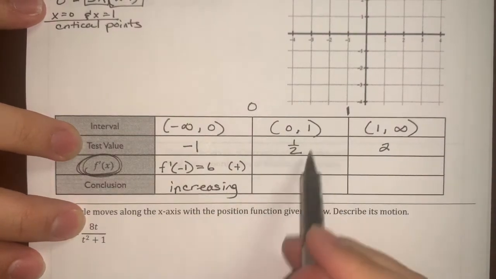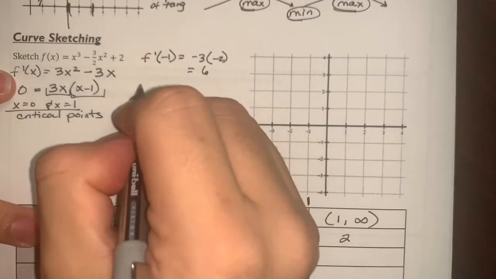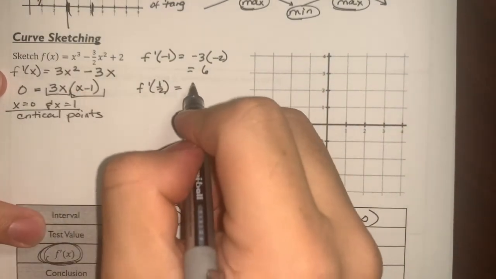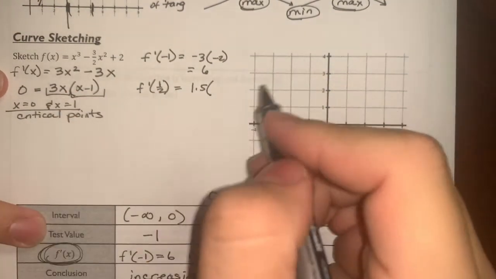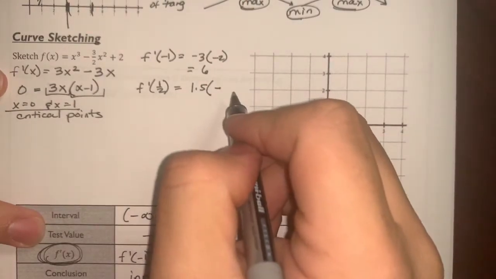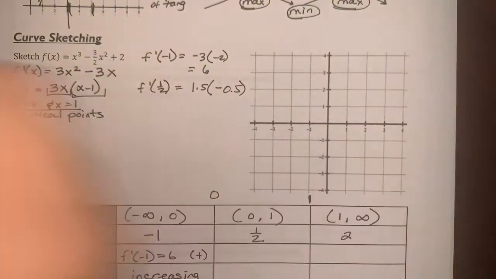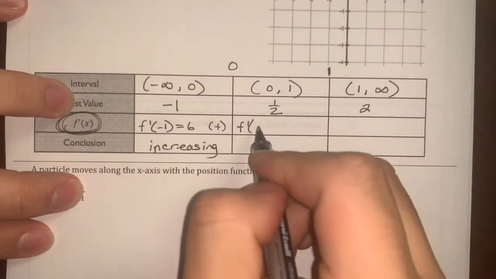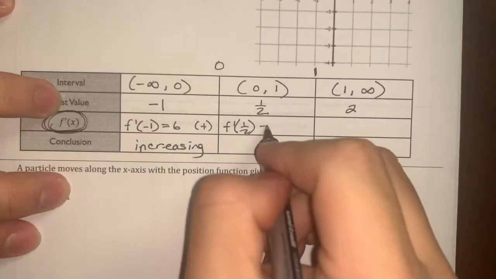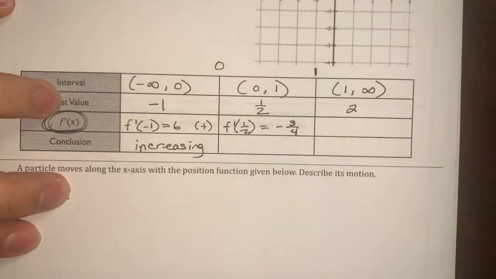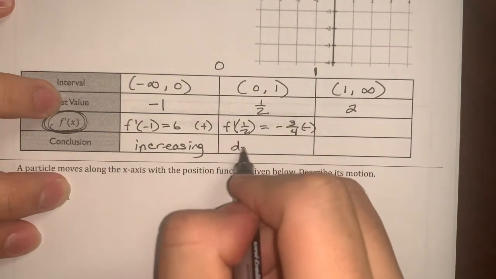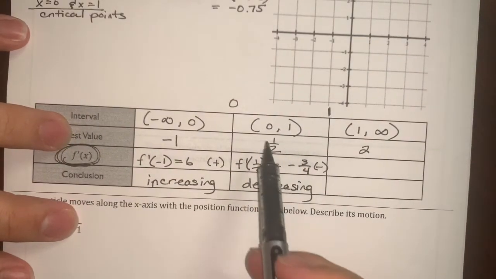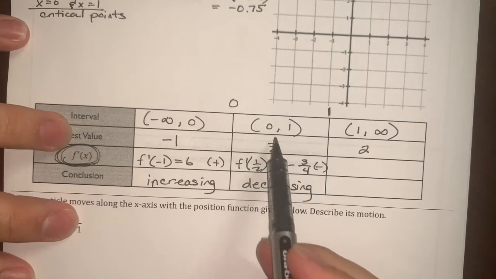All right. Then I'm going to plug in my test value of 1/2. So f prime of 1/2 is pretty much 1.5 times negative 0.5, which becomes negative 0.75. So I know that f prime of 1/2 is equal to negative 3/4. So that's a negative value, and that's telling us that it's decreasing on that interval. Right? All you have to do is pick one test point, and that'll tell you how all of the slopes are behaving on that interval.